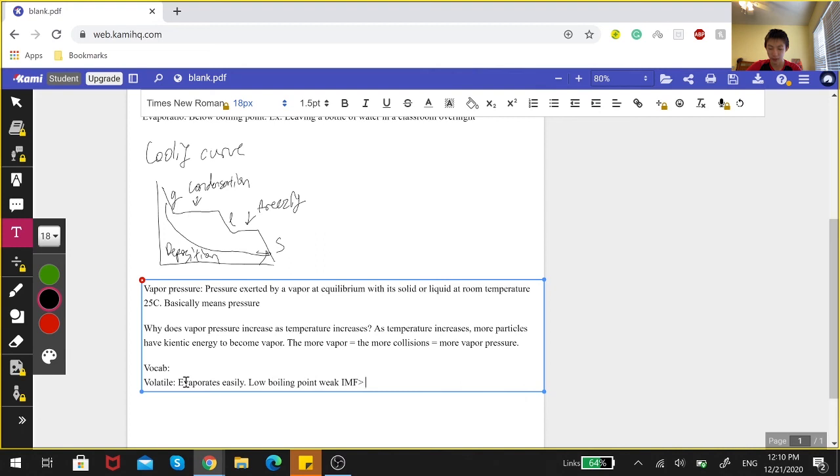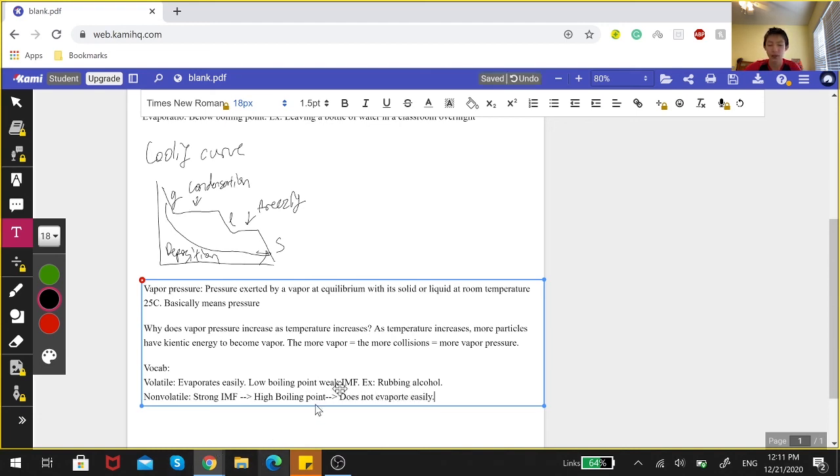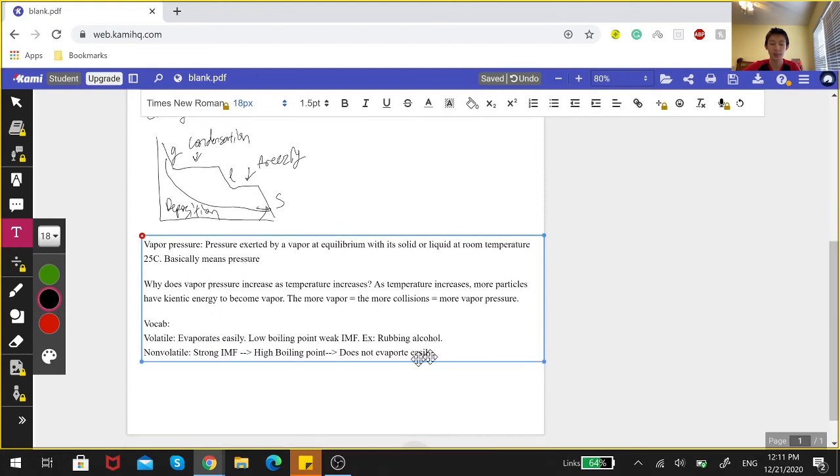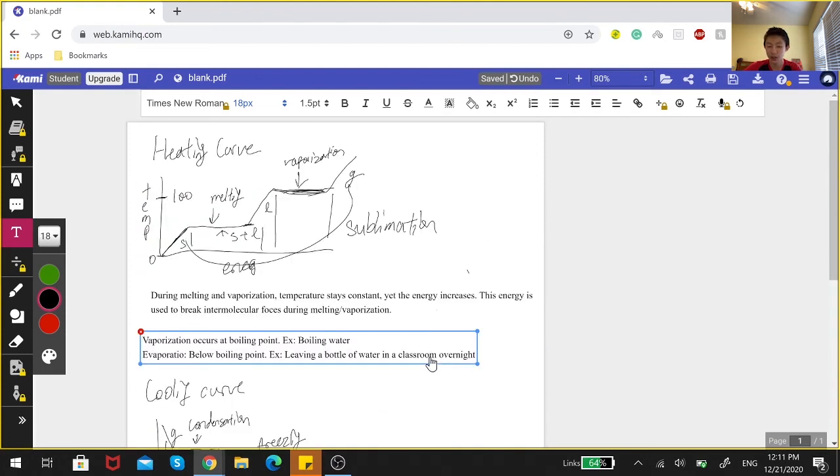For example, this is rubbing alcohol. If you pour rubbing alcohol, it evaporates very quickly because it has a low boiling point and the intermolecular forces are weak. Second is non-volatile, and that is strong intermolecular forces, which results in a high boiling point, which also results in not evaporating easily. This is the opposite of volatile. That is all you need to know for heating and cooling curves. We'll be looking at these again and doing some more advanced problems when we get to Unit 9. Thank you for watching.